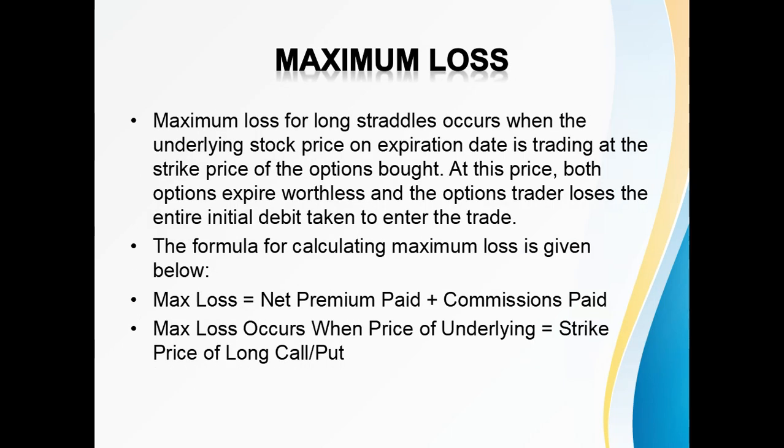The maximum loss for long straddles occurs when the underlying stock price on expiration date is trading at the strike price of the options bought. At this price, both options expire worthless and the options trader loses the entire initial debit taken to enter the trade. The formula for calculating maximum loss is given below. The max loss is equal to net premium paid plus the commissions paid. And the maximum loss occurs when the price of the underlying is equal to strike price of the long call or the put option.